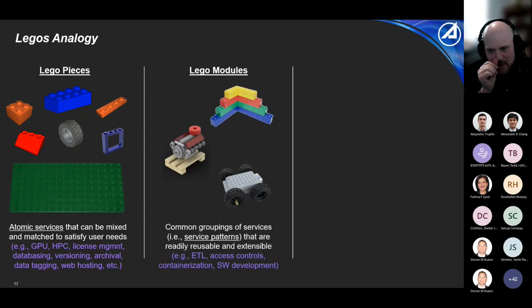Well, then there's this other layer. When you start to combine Lego pieces together into frequently used patterns, that would be like a module. You have a chunk of frequently used Lego pieces in the same pattern. Well, you just start there instead of the individual Lego pieces. Those are much more reusable, extensible. We can make those available to users, and we call those service patterns. So, in the real world, we might be talking about all those individual services that are necessary to do extract, transform, load, or containerization. Those types of things might comprise a module.